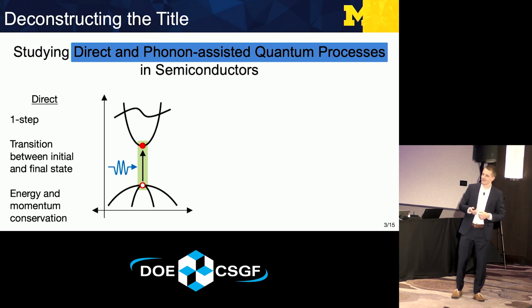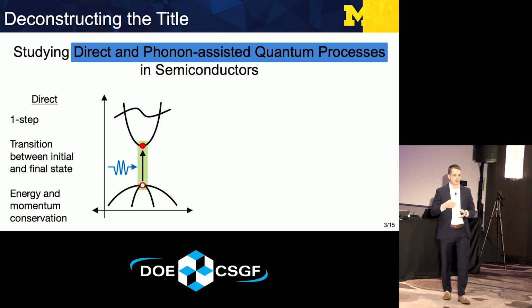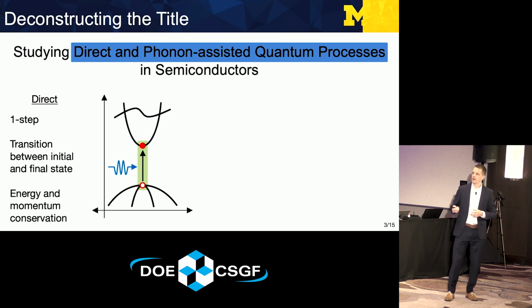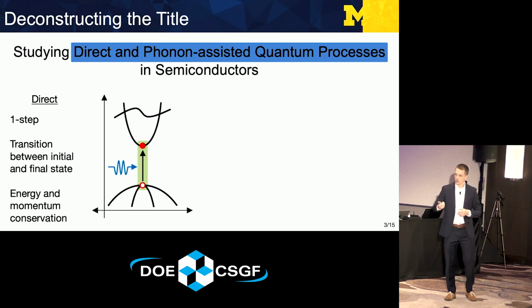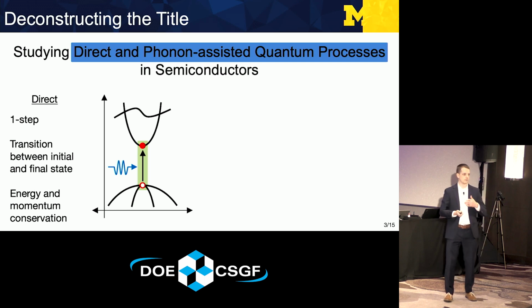The top part of the title is a little bit more jargony, but hopefully we can break it down. So direct and phonon-assisted quantum processes. We'll start with direct processes. When you think about a quantum process, you can think of this as just a transition between an initial and a final electronic state. If you remember from your high school chemistry, electrons are really where all the magic happens, and that's the case in these condensed matter systems as well. You might have an initial electron at this ground state in the valence band. A photon comes in and transfers that energy to excite that electron to a higher energy final state. So this is an optical absorption process.